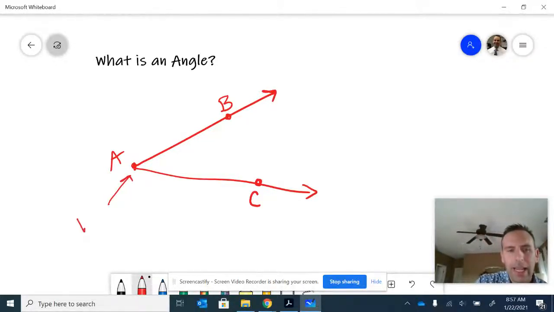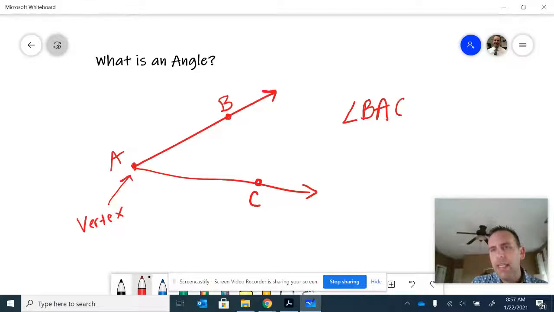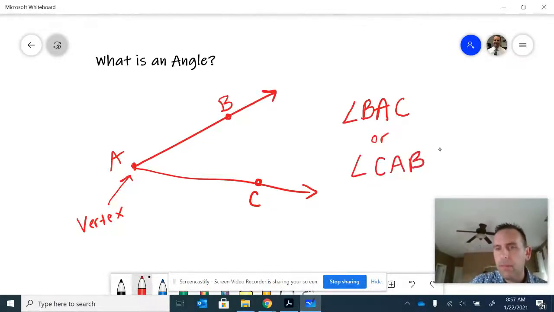This endpoint has a name. We'll call that a vertex. The two rays, ray AB and ray AC, that form an angle can be called sides. And the notation would be something like this. You might call this either angle BAC, that's going around in order from one point to the next around the angle, or you could call this angle CAB. That would be starting at the bottom and going around.